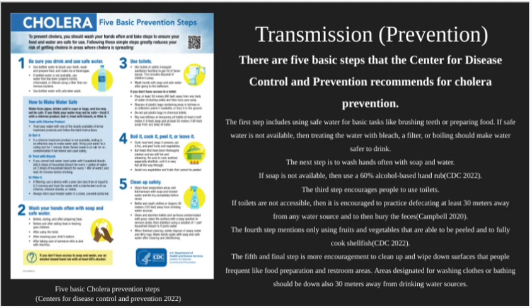The fourth step mentions only using fruits and vegetables that are able to be peeled and to fully cook shellfish for consumption. The fifth and final step is more encouragement to clean up and wipe down surfaces that people frequent, like food preparation and restroom areas. Areas designated for washing clothes or bathing should also be 30 meters away from drinking water sources.